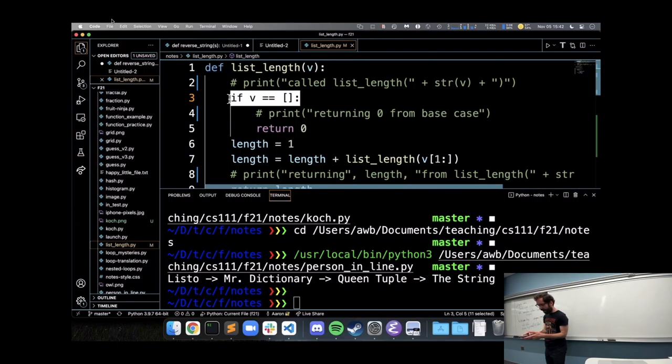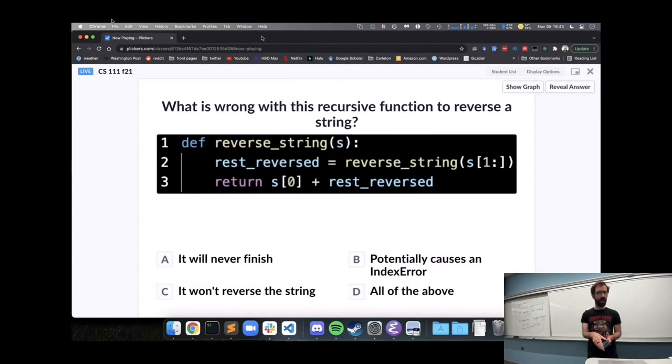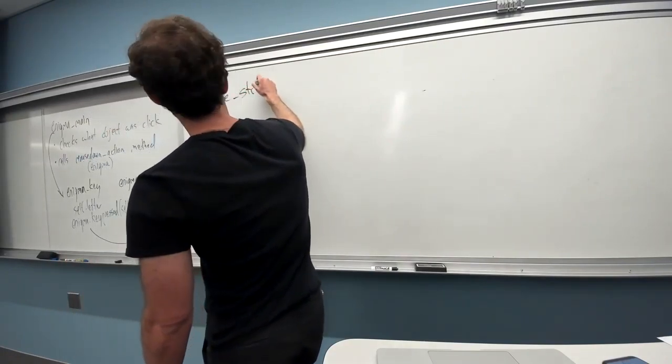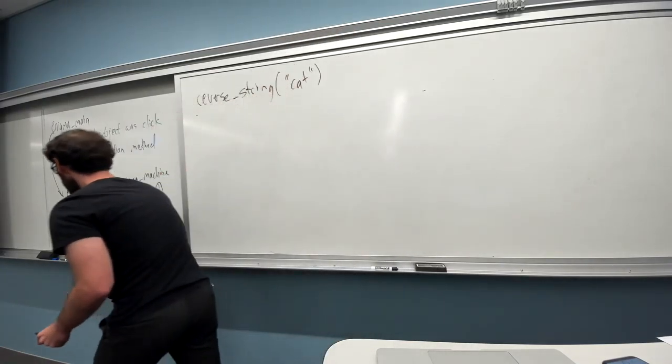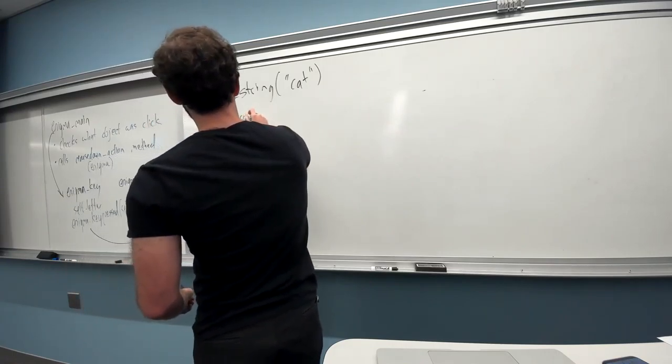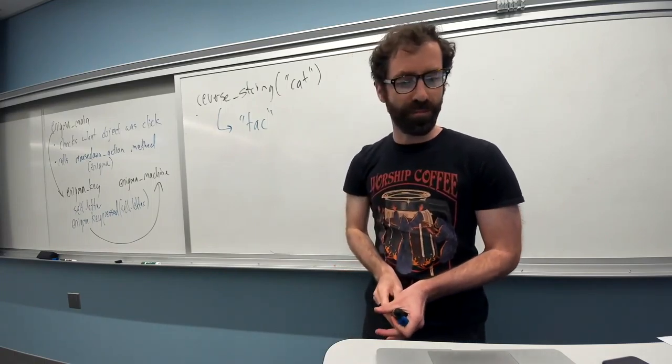Let's take a look at a recursive function, or an attempted recursive function anyway. I tried to write a function to recursively reverse a string. So the idea is that if I said reverse string of cat, it would return the string tac. It would give me this string in reverse.